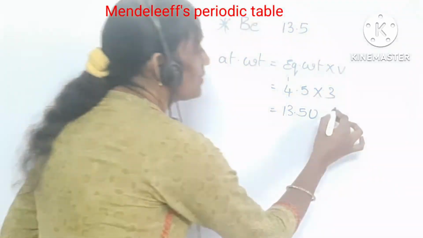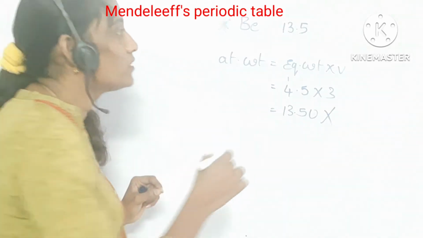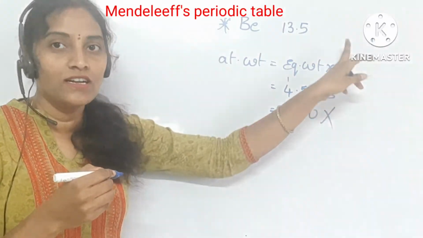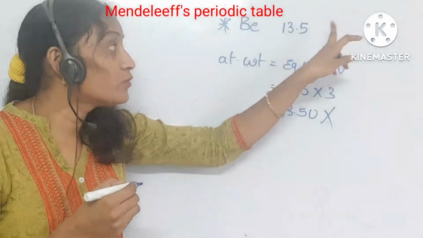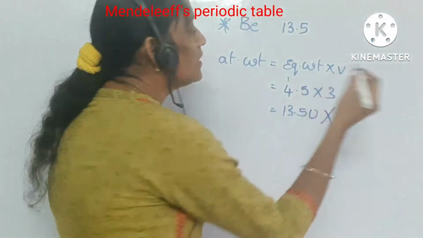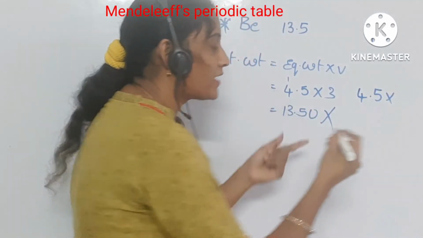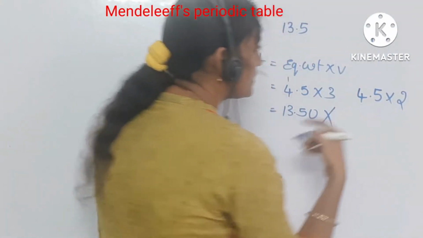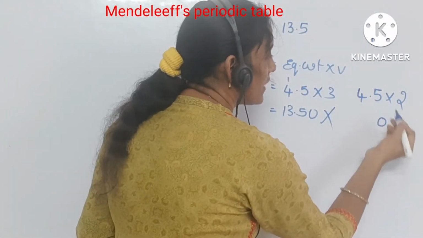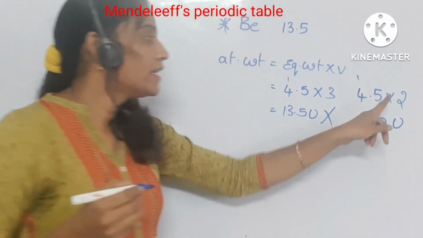But it was the wrong one. Its atomic weight is not 13.5. Its atomic weight is 9. It was the right one. He corrected this atomic weight 13.5 into 9. How was it corrected? See, he said its valency is not 3, its valency is 2. Then its atomic mass is going to be 9. See, 2 5s are 10, 2 4s are 8, 9. So 9.0 u is its atomic weight.